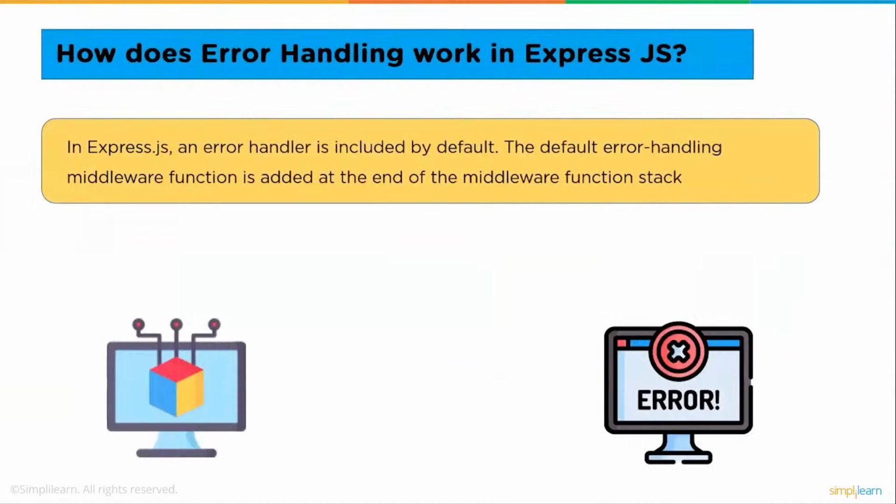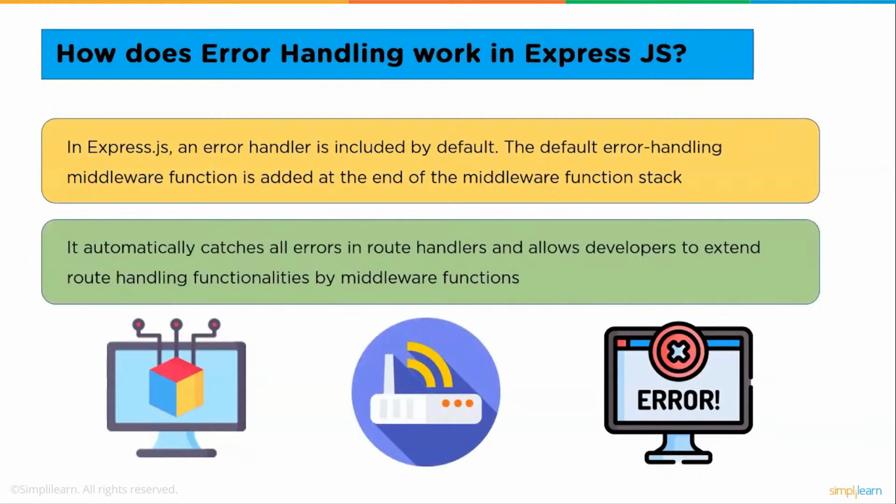Express.js comes in with a built-in error handler. This default error handling middleware function is added at the end of the middleware function stack. It automatically catches all errors in router handlers and allows developers to extend router handling functionalities by middleware function.